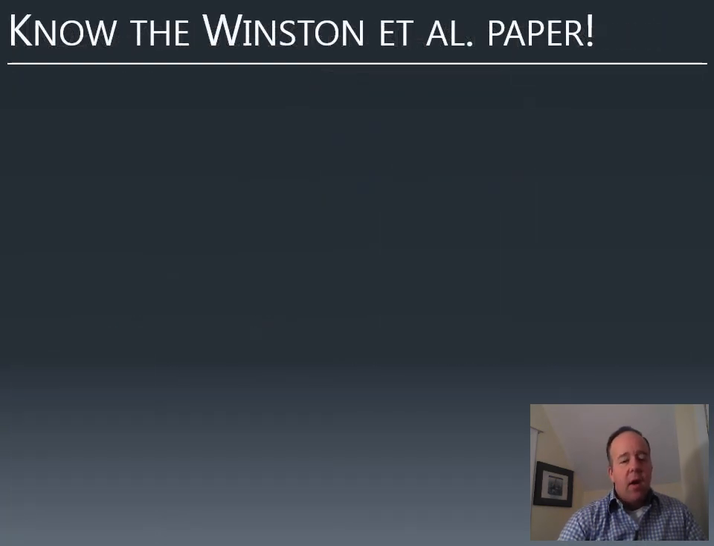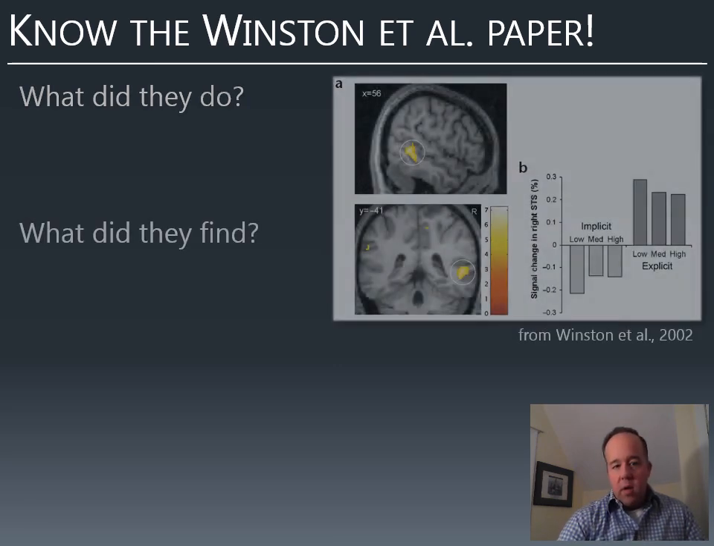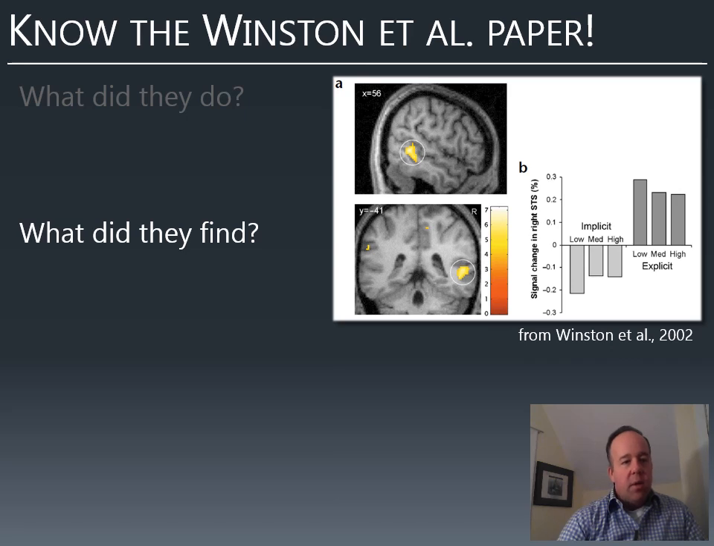And then finally, the essay will be based on the Winston et al. paper. So be able to identify what the experiment was, what the stimuli were, what participants were asked to do in terms of decisions made, what they saw, what sort of judgments they made. Know what the findings are. Know the different parts of the brain that were revealed in this analysis. Which parts of the brain responded to which aspects of the task.